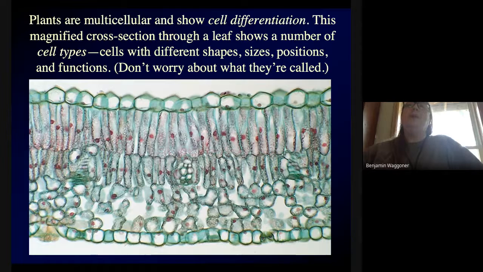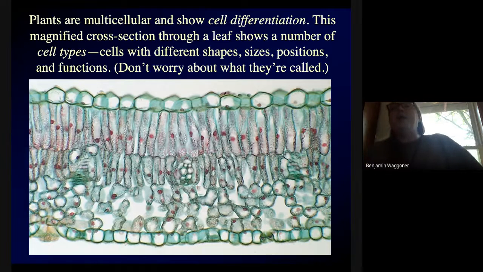Below that top layer, we've got 2 layers actually of very long and narrow cells called the palisade mesophyll, if you're keeping score at home. Below that, you've got a layer of kind of irregular cells with spaces in between. That's called the spongy mesophyll. There are cells on the underside of the leaf that actually allow carbon dioxide gas to pass through. Those are guard cells. And then kind of in the middle, you can see some empty spaces. That's cells making up the leaf veins.